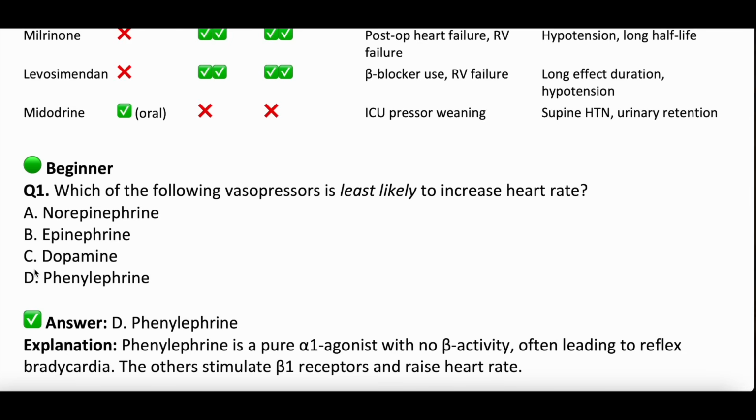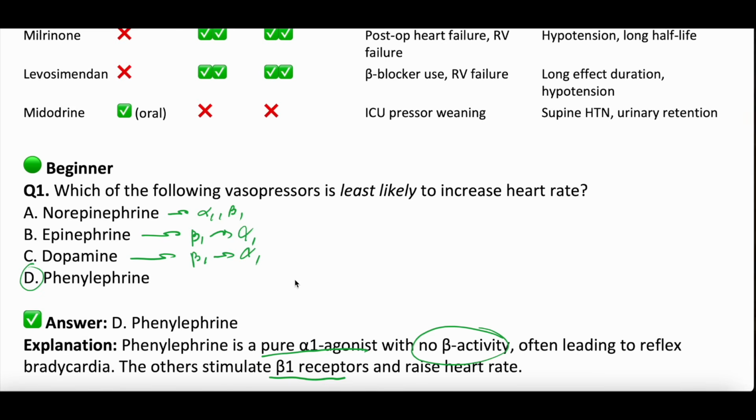So phenylephrine is a pure alpha-1 agonist. It has no beta activity. And it can even lead to reflex bradycardia. All these others have at least a little beta-1 receptor activity, right? So norepinephrine is primarily alpha-1, but does have some beta-1. Epinephrine has beta-1, followed by alpha-1, depending on the dose. Dopamine we don't use anymore, but also has beta-1, followed by alpha-1, depending on the dose.